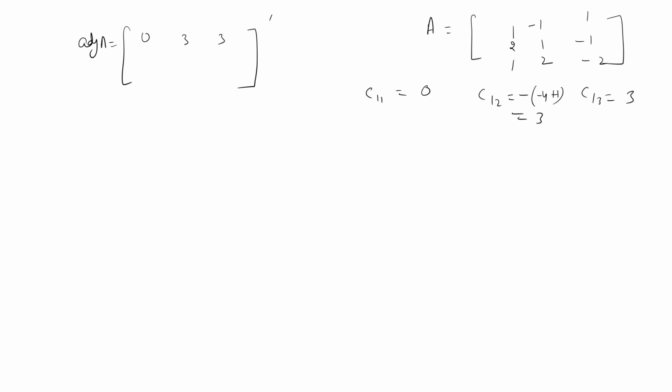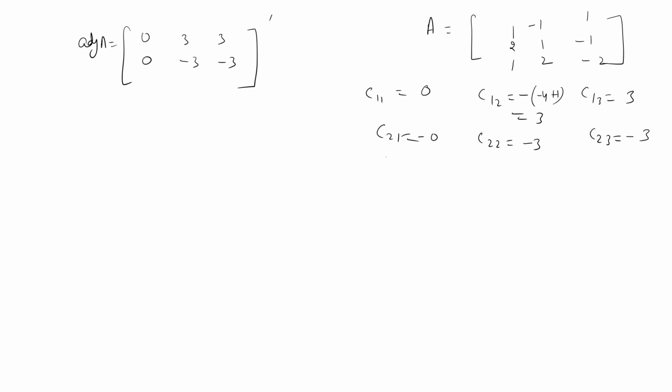For the second row it is 2, 1, 2, 2, 2, 3. So this is negative, this is negative. So this is 2 minus 2, that is again 0. For the second it is minus 2 minus 1. Okay. So minus 2 minus 1 is minus 3. And for the third it is 2 plus 1, that is 3. So it is 0, minus 3, minus 3.